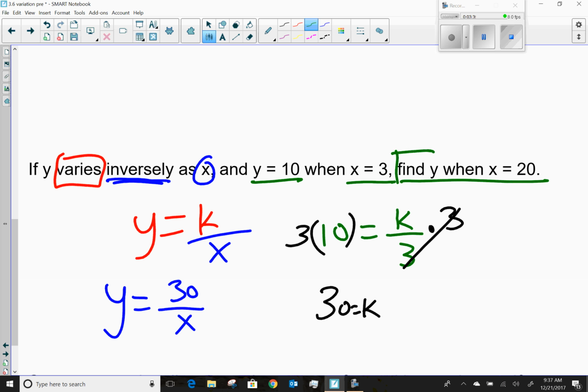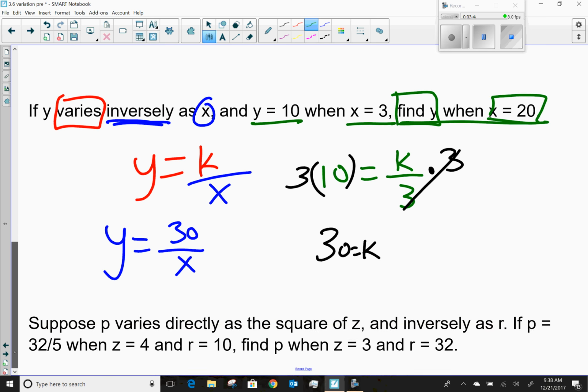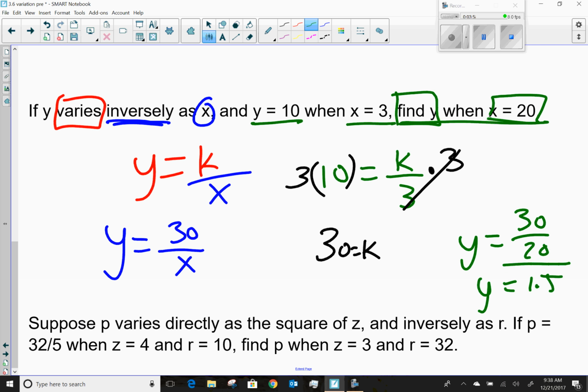Now they want us to find y. When do they want us to find y? When x is 20. So we're going to plug 20 in for x, so y equals 30 over 20, which is 3 halves, 1.5. So y equals 1.5 when x equals 20. So there's our answer to that.